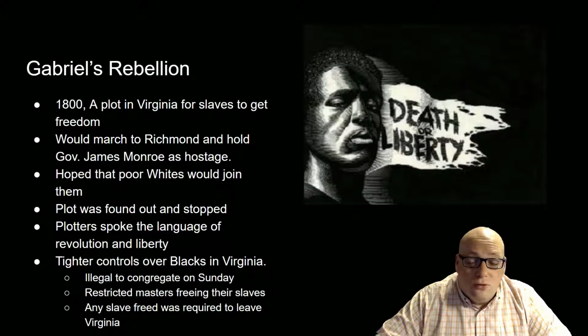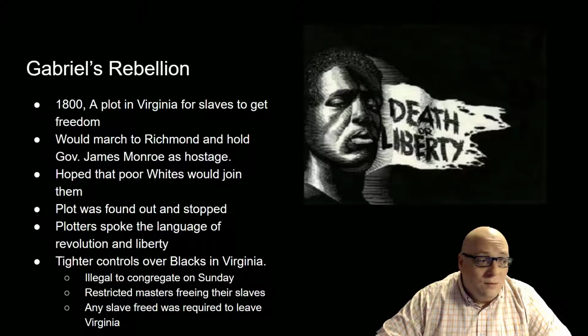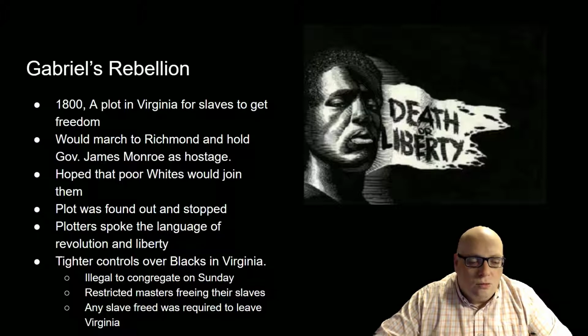The plot was found out and it was stopped. But the thing was that the plotters spoke the language of revolution and liberty in a very similar way to what people in the Haitian Revolution did. So the ideas of the revolution, both the American and the French Revolution, are also permeating slaves. It's also permeating the ideas in which slaves communicate to each other.